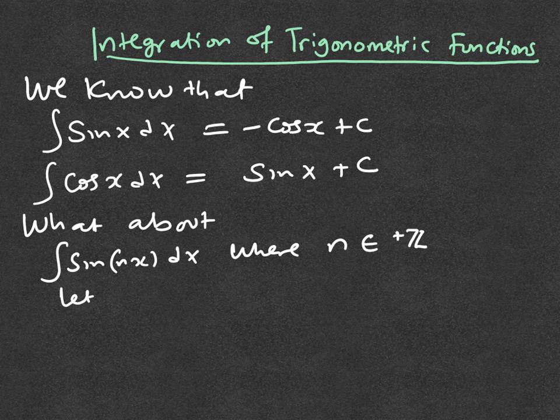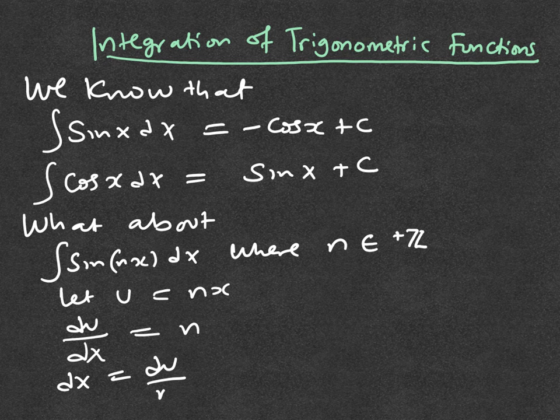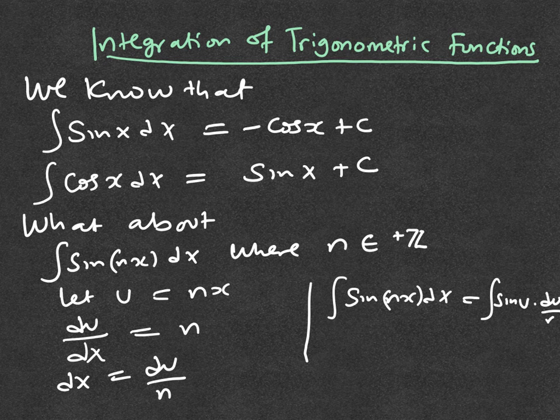You let u equal nx. So differentiate: du by dx is equal to n, and make dx the subject. So dx is du over n. Now we just go ahead and substitute. We see that the integral of sine nx dx will be the same thing as the integral of sine u, and then dx changes to du over n.